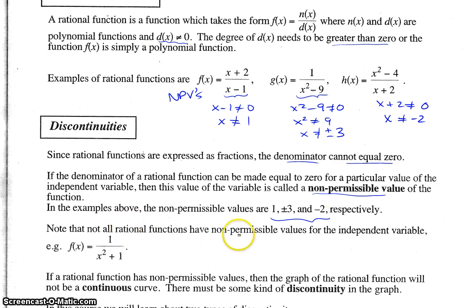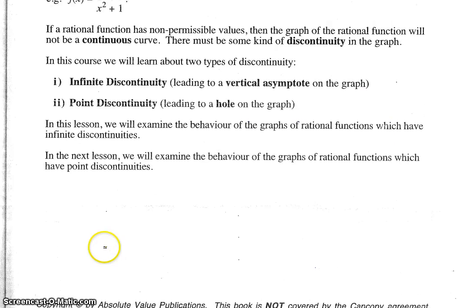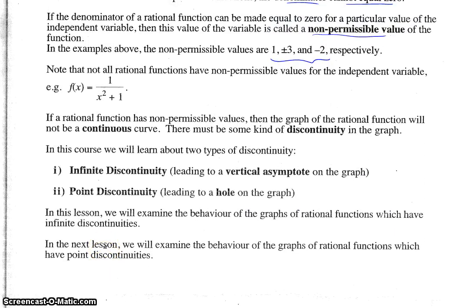So not all rational functions have non-permissible values, believe it or not, because you could have something like this: f of x equals 1 over x squared plus 1. If you'll notice, whatever value we put in for x there, when we square it and then add 1, that would never equal 0, right? So in this case, the graph of the rational function would become a continuous curve. But if it has non-permissible values, then there's some sort of discontinuity in the graph.